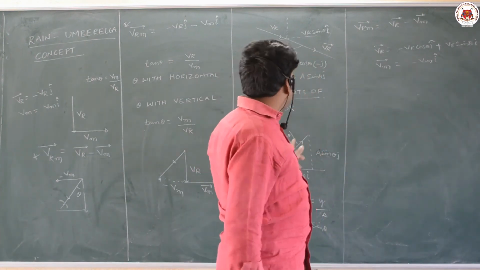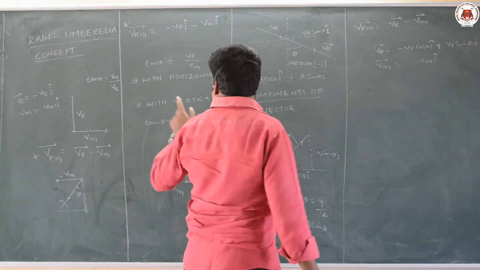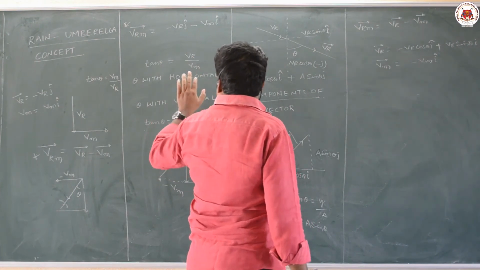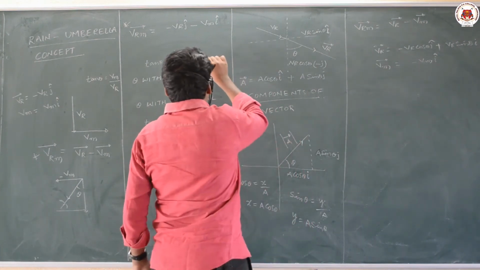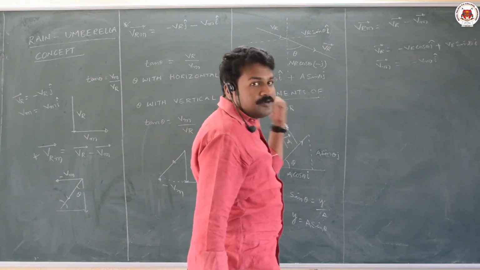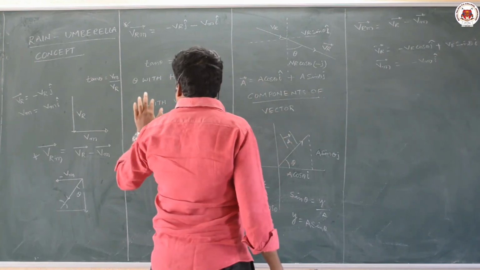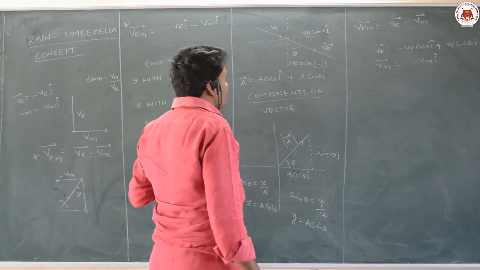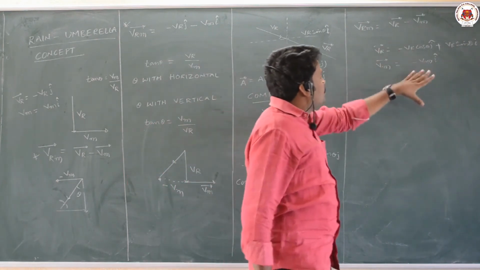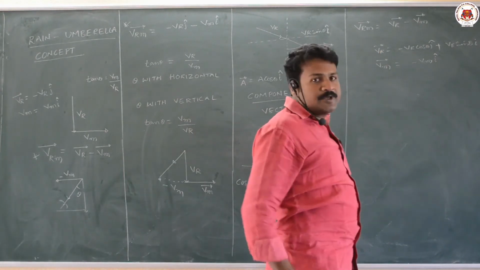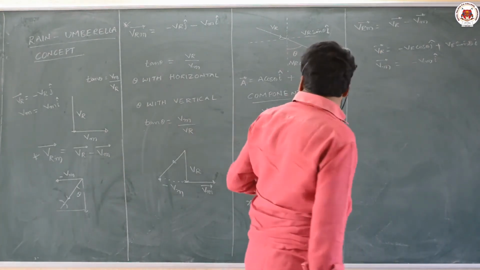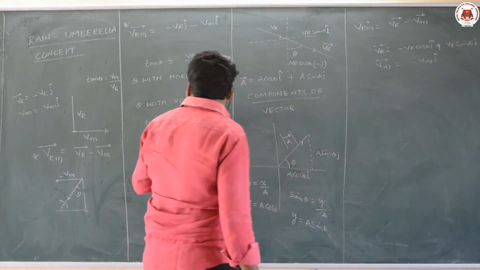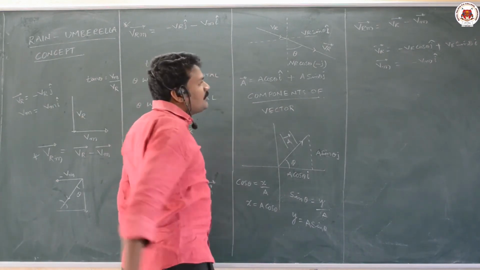Then afterwards, if theta is with horizontal, tan theta is equal to y component by x component. What y you will get, what x you will get, you can take. If theta is with vertical, you can take x component by y component. After subtracting, you do Vr minus Vm. After getting tan theta, if you want with vertical, take x by y. If you want with horizontal, take y by x.